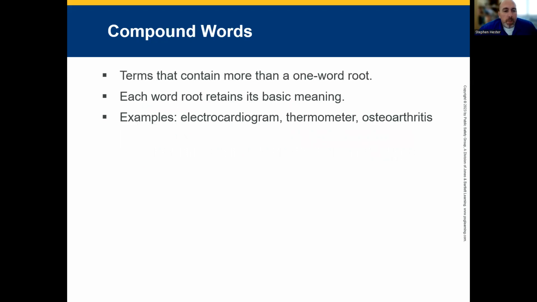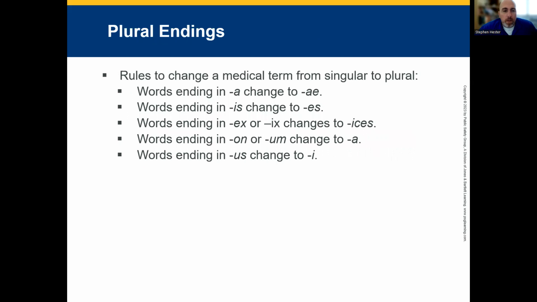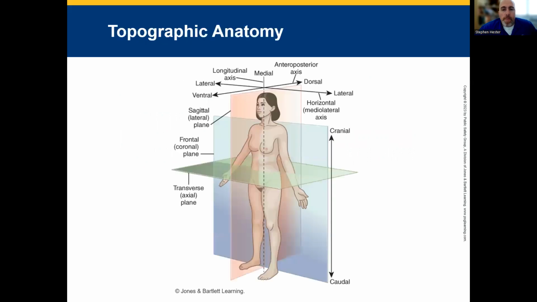Compound words are terms that contain more than one root word. So electrocardiogram, thermometer, osteoarthritis. Here are some examples of plural endings being changed. There's your topographic anatomy. You've got the transverse plane cutting it in half, the longitudinal way, and then the medial plane is the longitudinal way. You've got lateral, ventral, frontal plane, the dorsal plane.